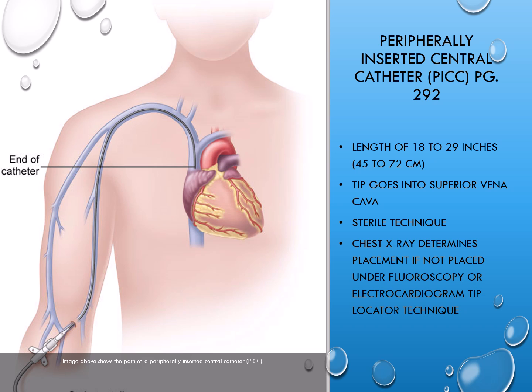PICCs should be inserted early in the course of therapy, before veins of the extremity have been damaged from multiple venipunctures and infusions. Insertion methods using guide wires and ultrasound systems greatly improve insertion success. Chest x-rays determine placement if it's not placed under fluoroscopy or electrocardiogram tip locator technique.